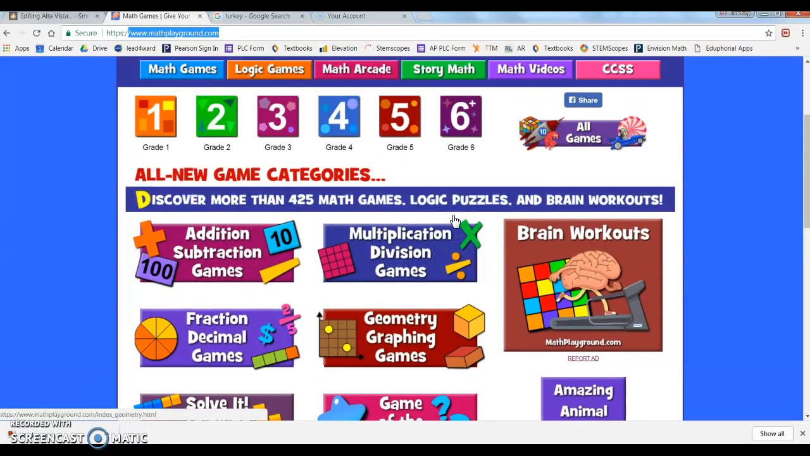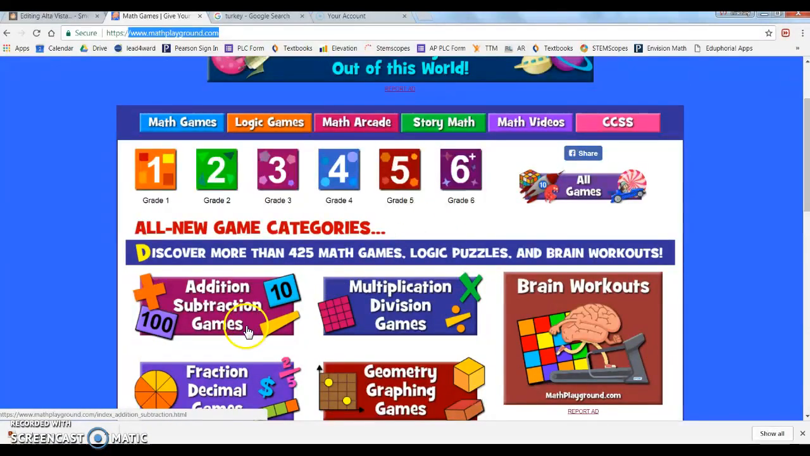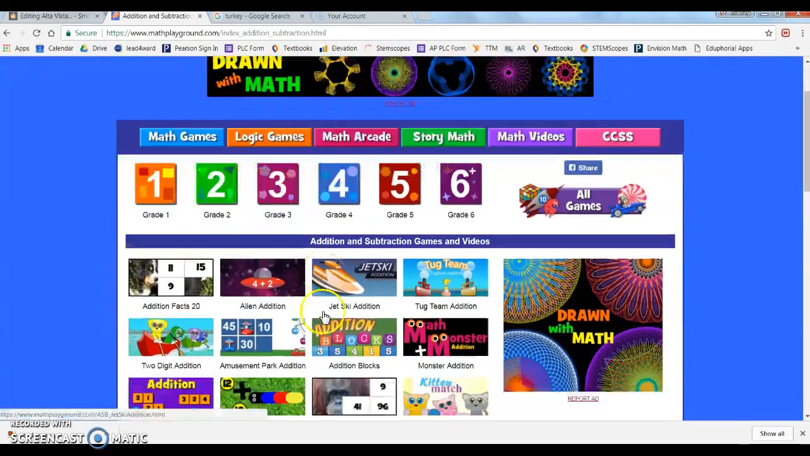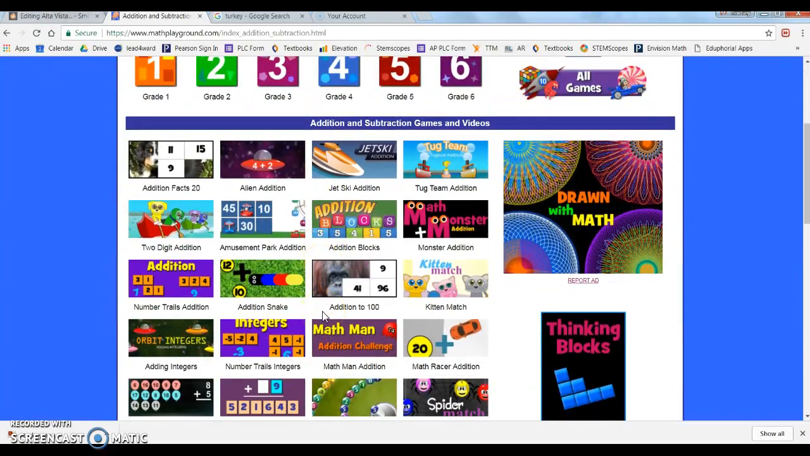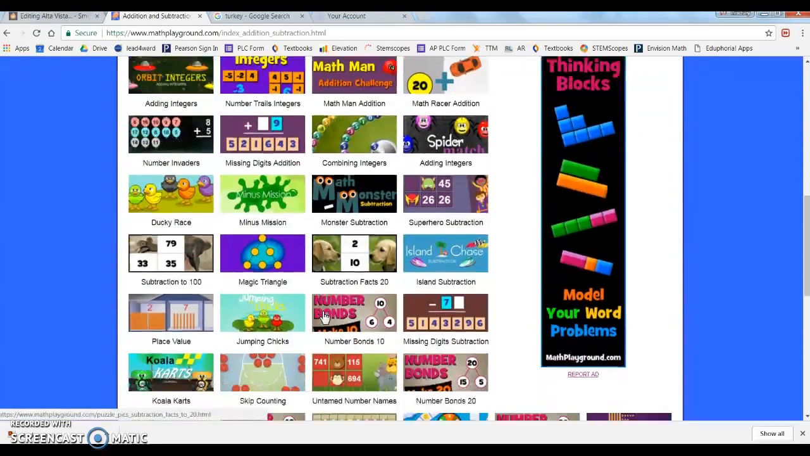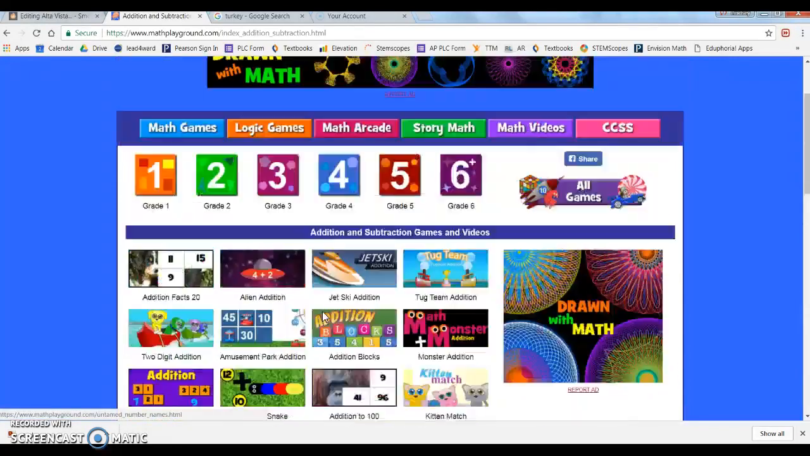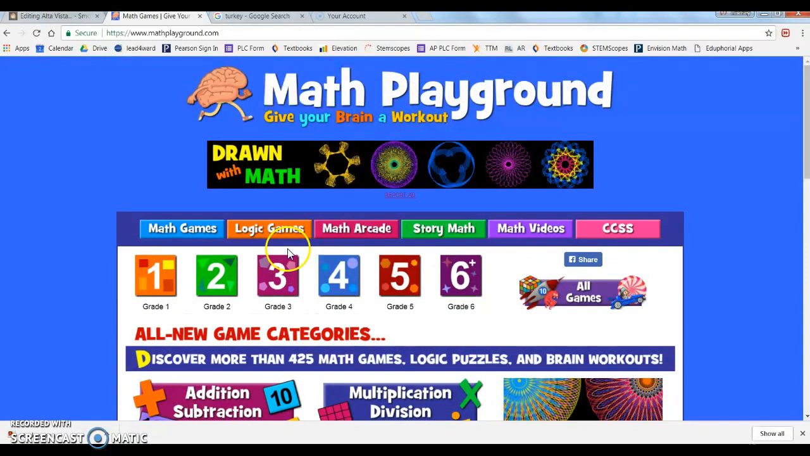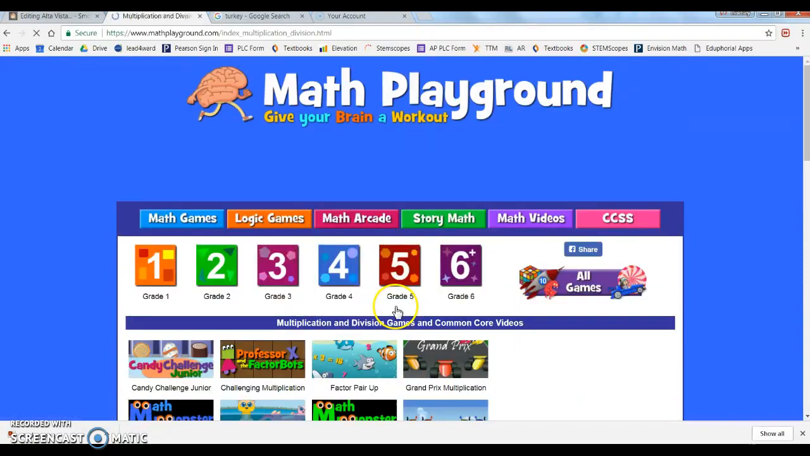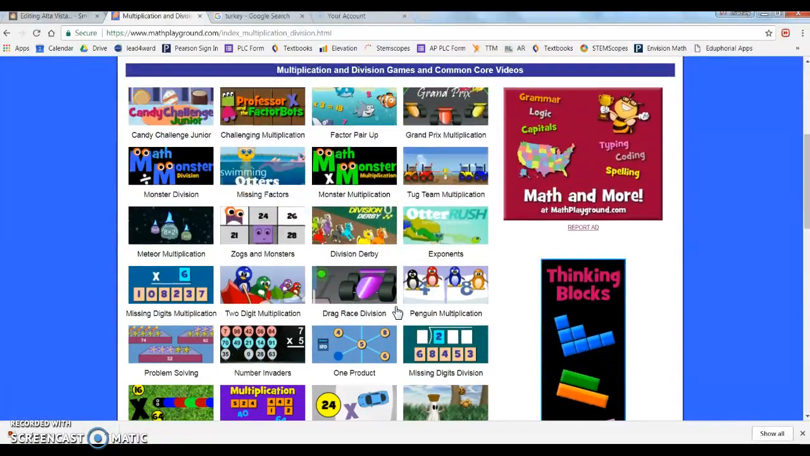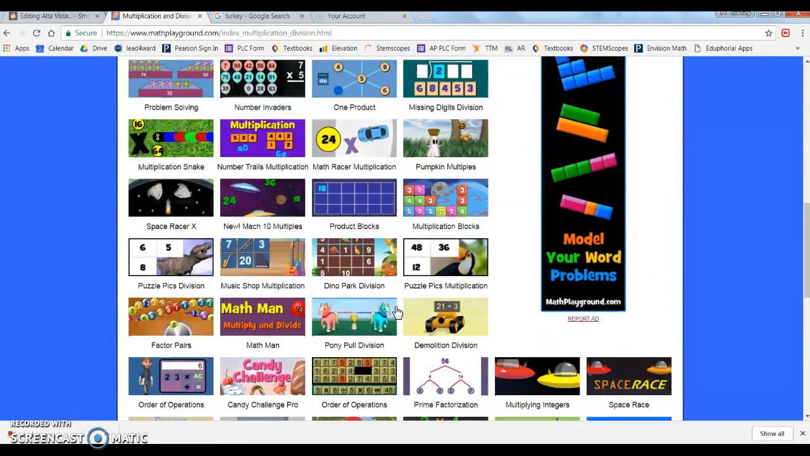So one thing that we really want to focus on at Alta Vista is that students are building their fact fluency with either addition and subtraction or multiplication and division. A really easy way to do that is to play some of these games. You can see here's just the addition and subtraction games, and they have tons of them. I'll go back. Let's check out some of the multiplication and division games. You can see that they have lots of those there too.